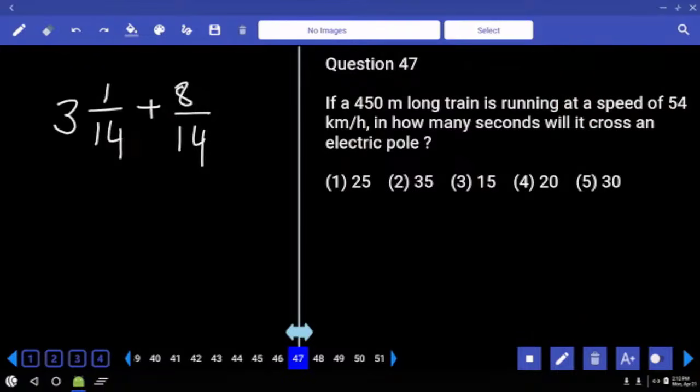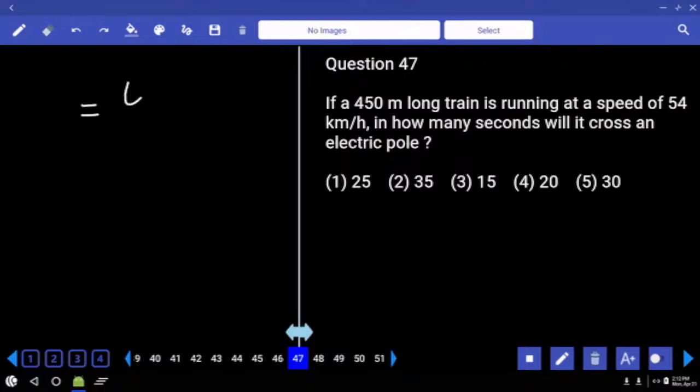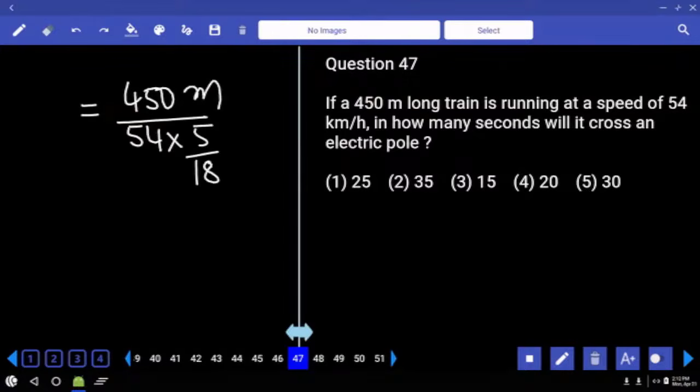If a 450 meters long train is running at a speed of 54 km per hour, in how many seconds will it cross an electric pole? Distance covered in this case is train length, which is equal to 450 meters by speed 54 km per hour, convert into meter per second, 5 by 18. Because numerator is in meters, denominator should be in meter per second. 18 3 times, denominator 15, 450 by 15, 30 seconds.